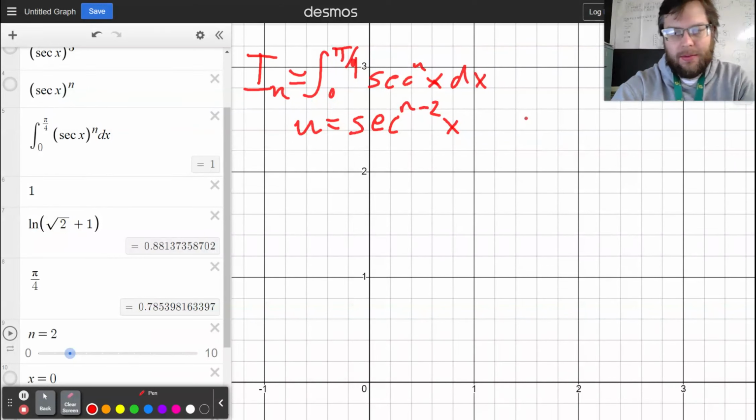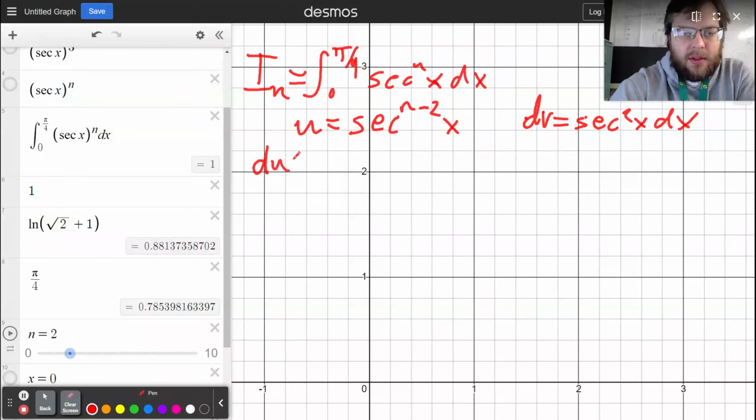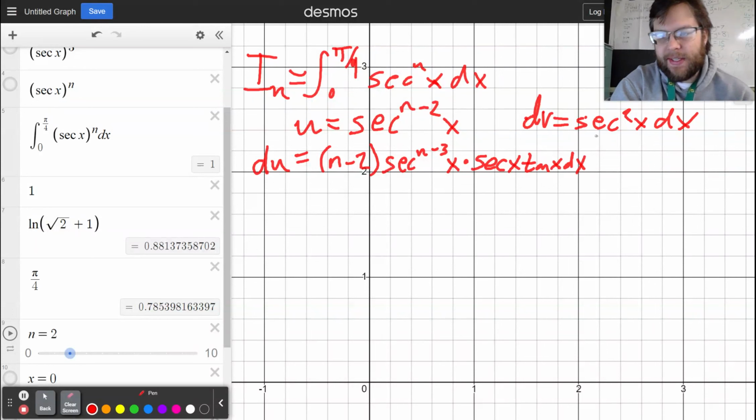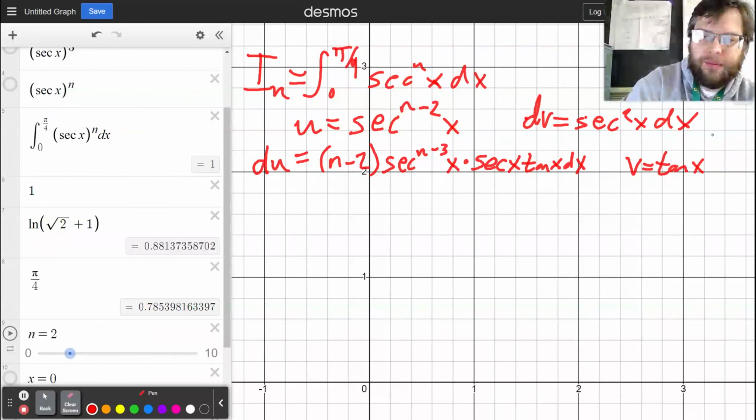The reason I'm choosing that for my u is because then dv is something that I can integrate, secant squared x dx. And so then if I calculate du, you multiply the power in front, you write the inside function again, minus 1 from the power, and then you multiply by the derivative of secant, because that's the inside function. So that whole nasty thing is du, and v is just tangent of x.